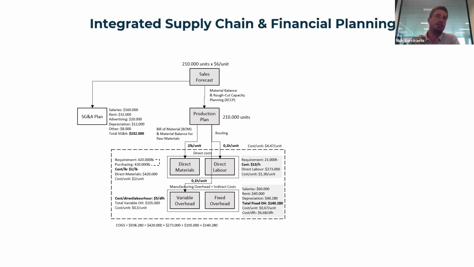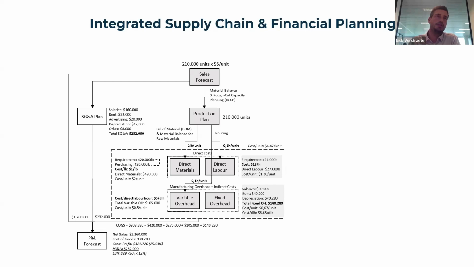How do we get from an SG&A plan and that COGS, we actually bring it into a P&L forecast. We get from net sales of here 1.2 million, we subtract the cost of goods sold, which brings us the gross profit. We subtract SG&A and we get towards an EBIT, earnings before interest and taxes. Now, that's not the whole picture. That brings us to a P&L forecast. That's typically needed within a financial organization.